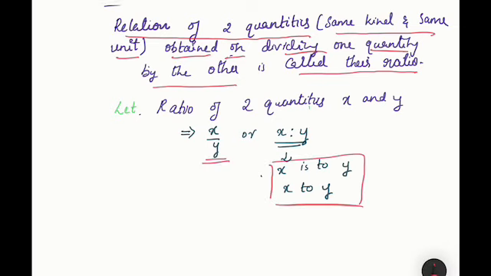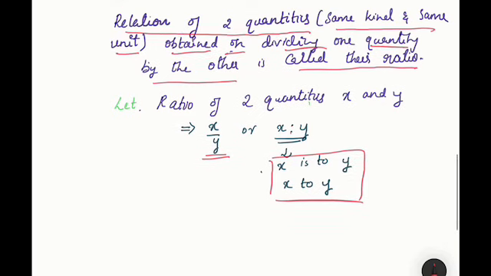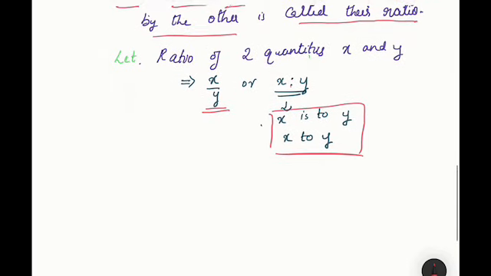You are getting it by division. First you divide x by y, then you get the ratio of that. Then you finally write it as x is to y. When you write it like this, it is called as x is to y. Okay. Hope it's clear.